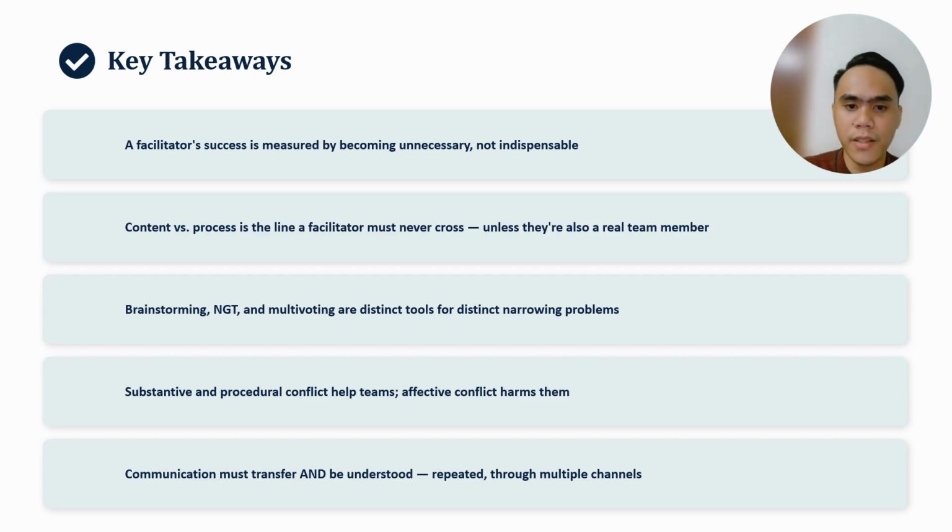And fifth is that communication must both transfer information and be understood. Either half missing means communication has not really happened. Given how much noise every person is bombarded with constantly, getting a message through reliably requires deliberate repetition, clear emphasis, summarization, and multiple channels working together, not just saying something once and assuming it landed. So that covers both the facilitation and communication.